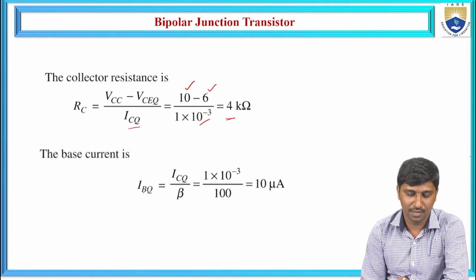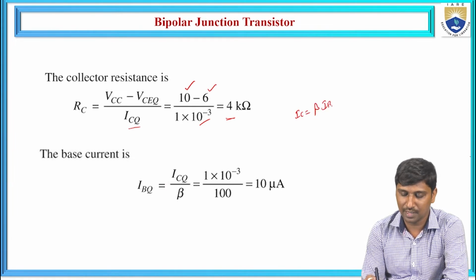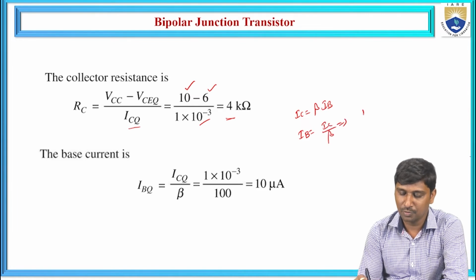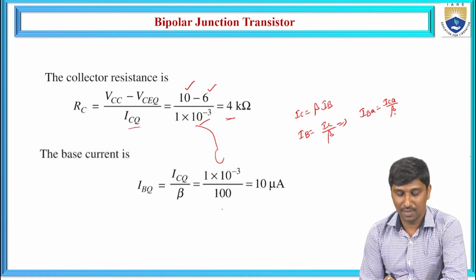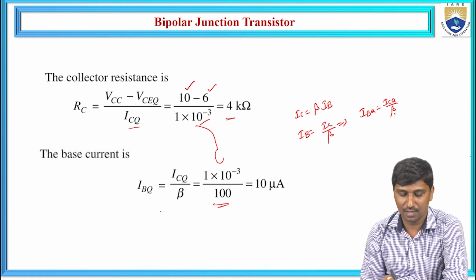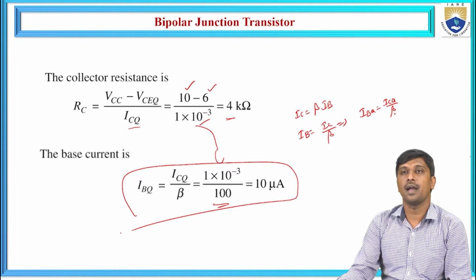Then from this, we need to calculate IB. Generally, we know that IC is equal to beta times IB. If you want to find IB, then IB is IC by beta. It should be defined in terms of Q point parameters, hence IBQ is equal to ICQ by beta. So the ICQ value is 1 milliampere and the beta value is 100, then the IBQ value is 10 microamperes.